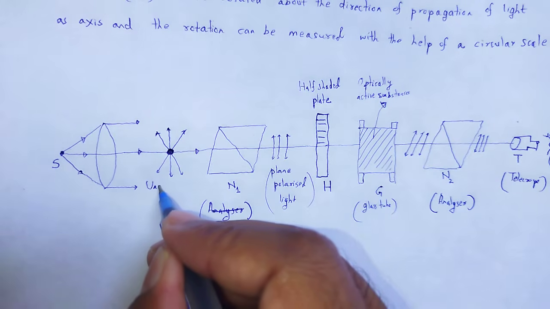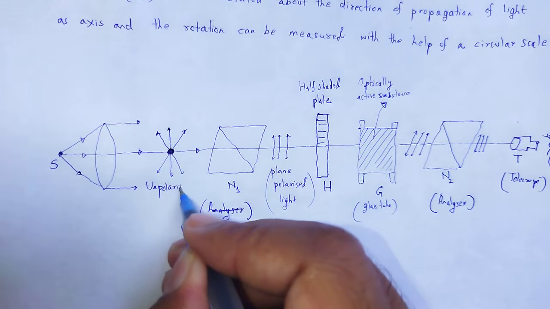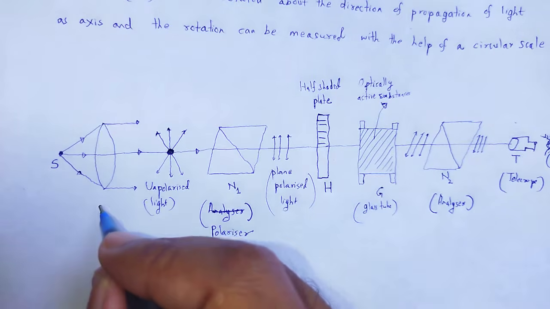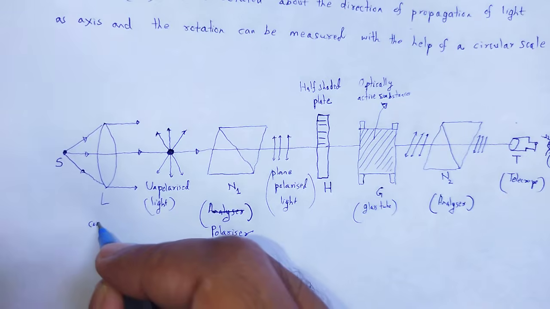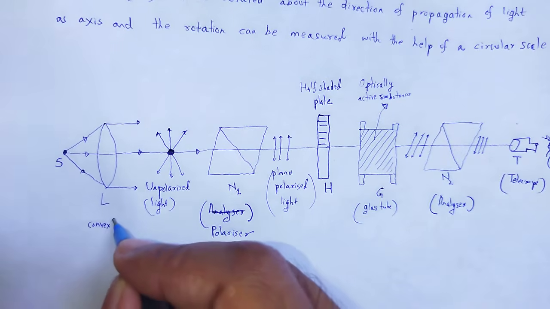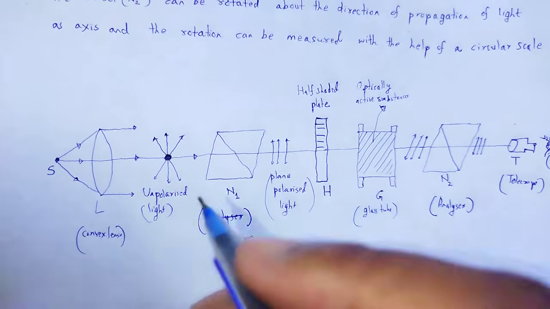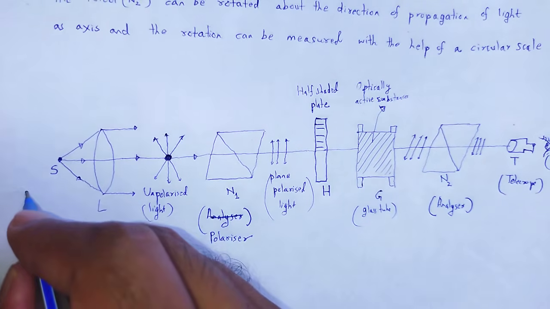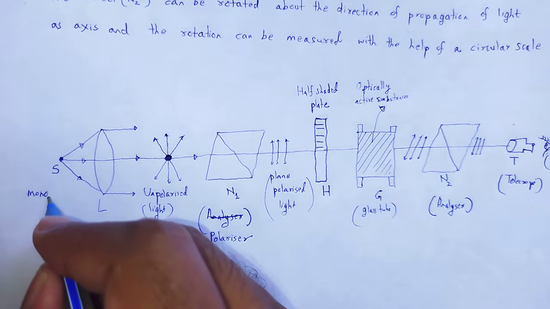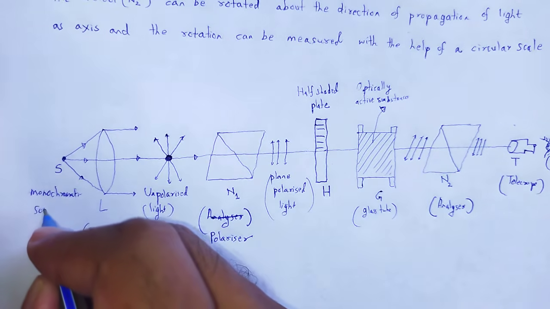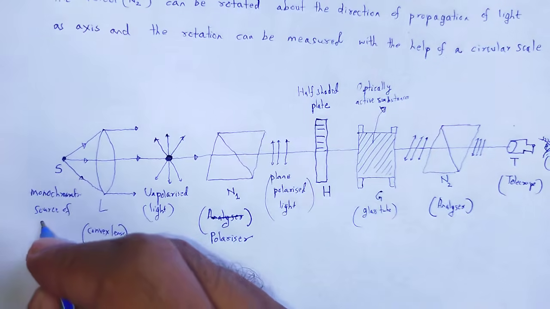This is the unpolarized light, the convex lens, the monochromatic source, the source of light.